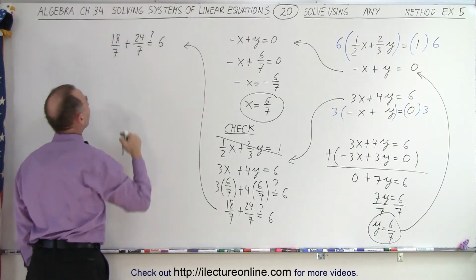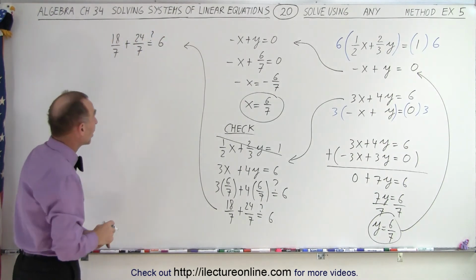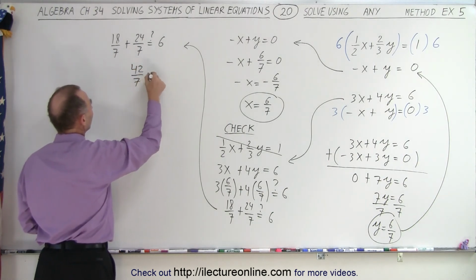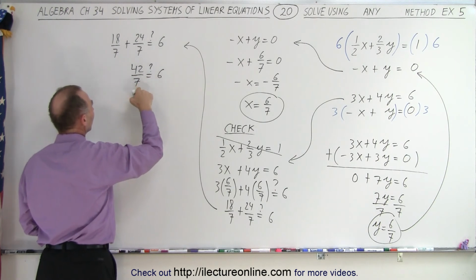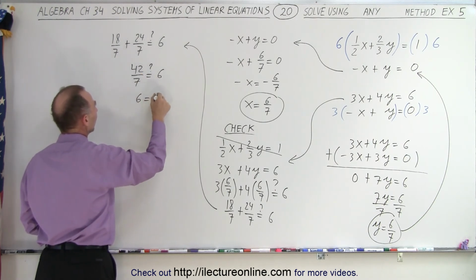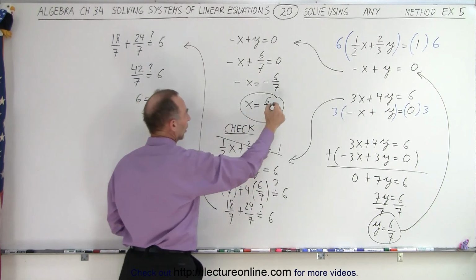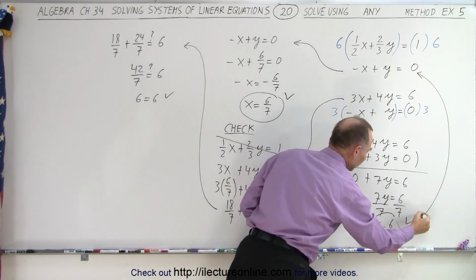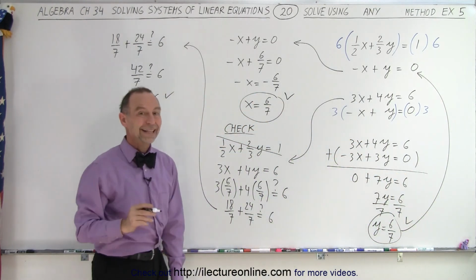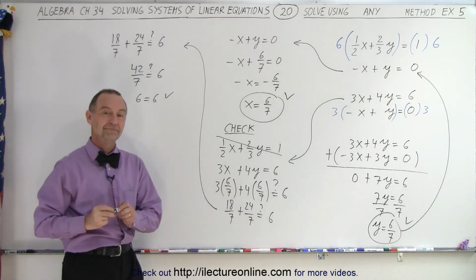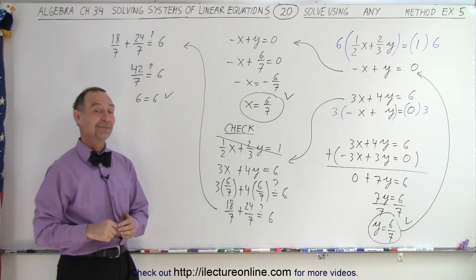So 18 plus 24, because after all, they have the same denominator, that's 42. So I get 42 over 7. Is that equal to 6? And of course, 7 goes into 42 6 times. 6 equals 6. So this is correct. That means those two values are correct as well. And that is therefore the solution to that linear system of equations. That is how it's done. And I used the correct method this time.